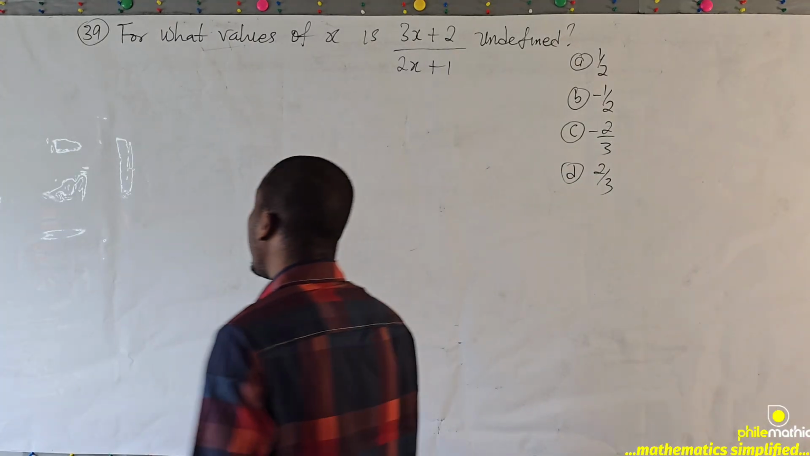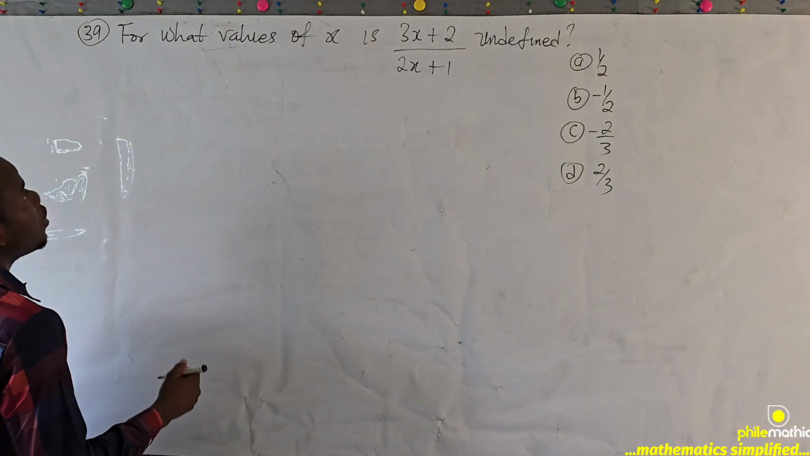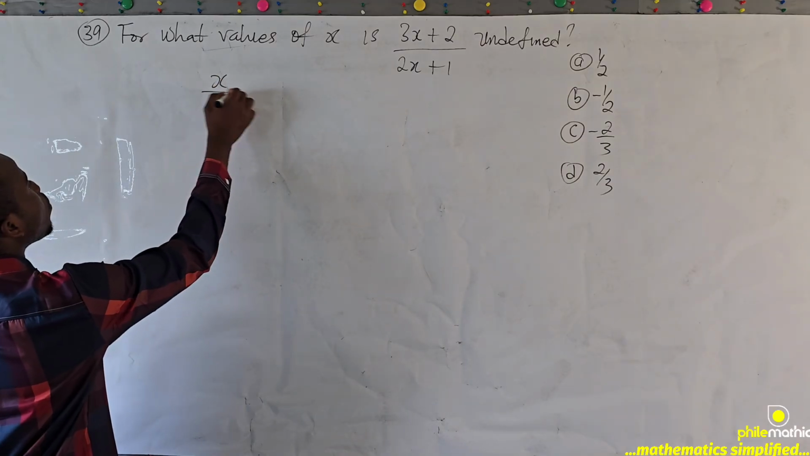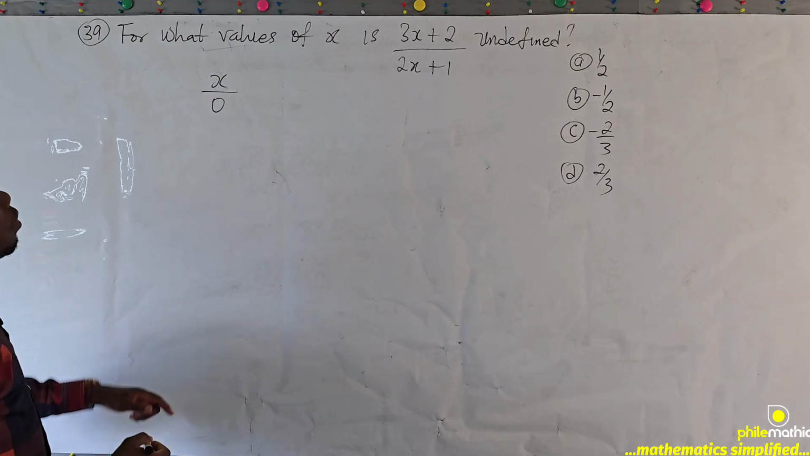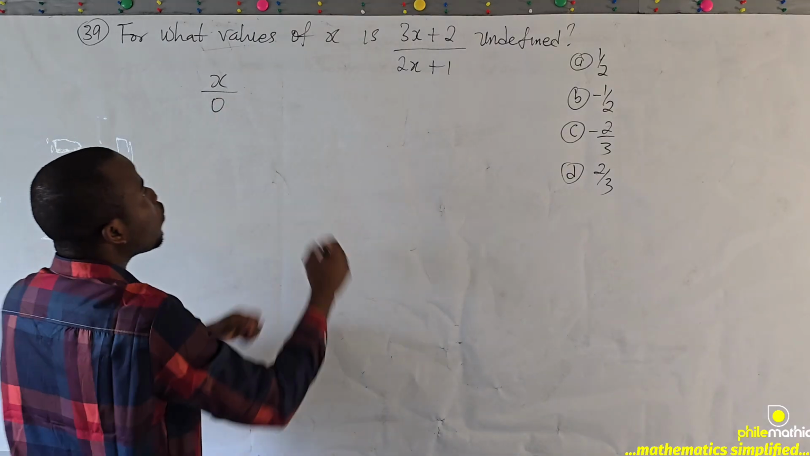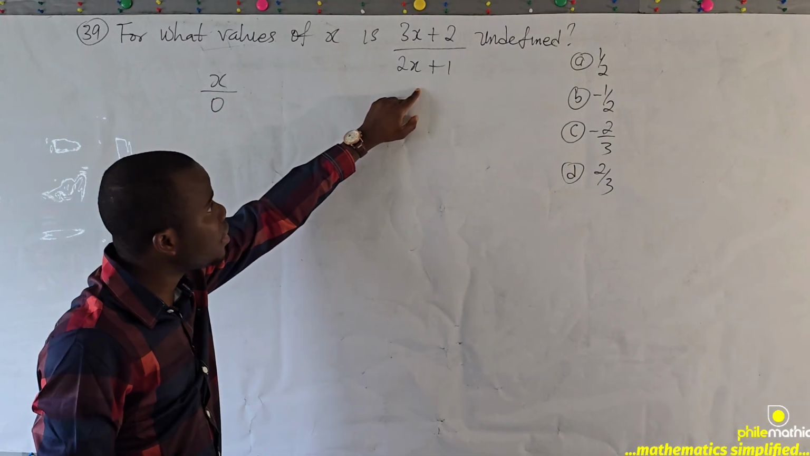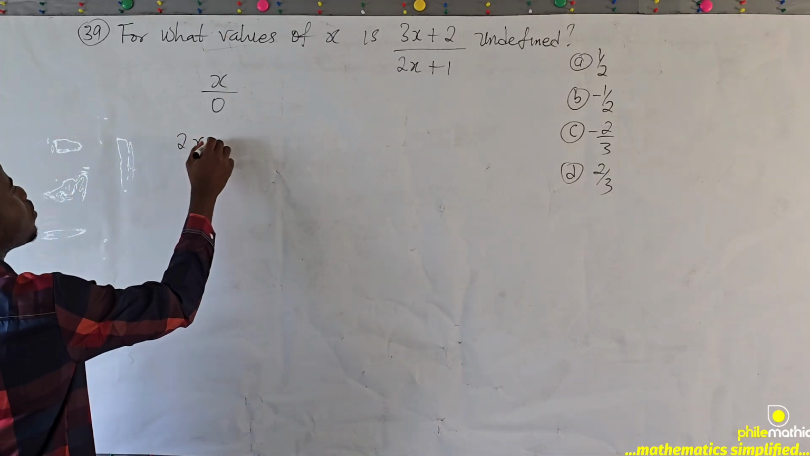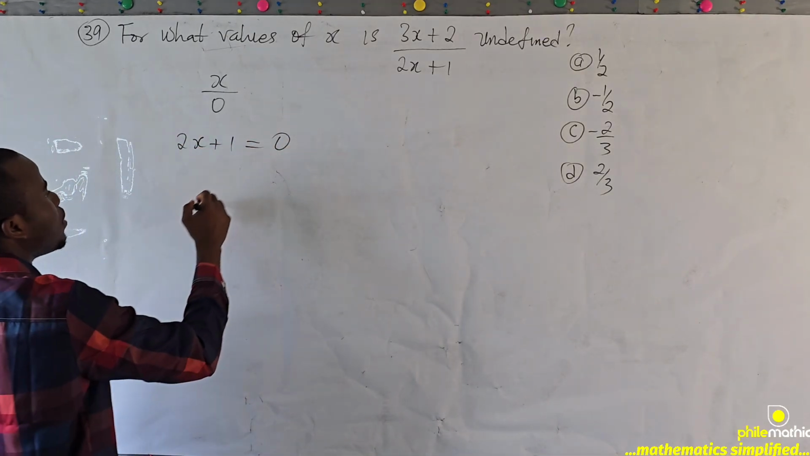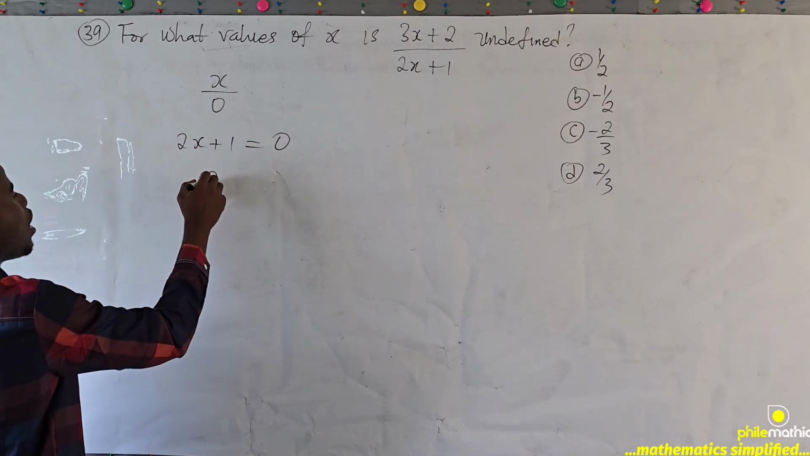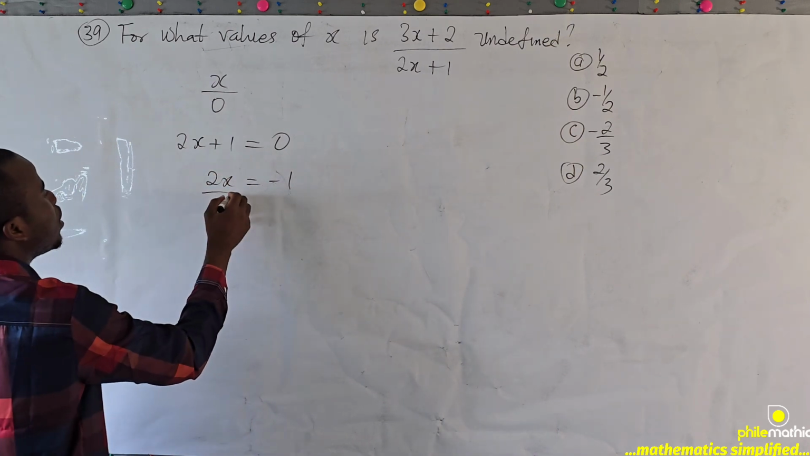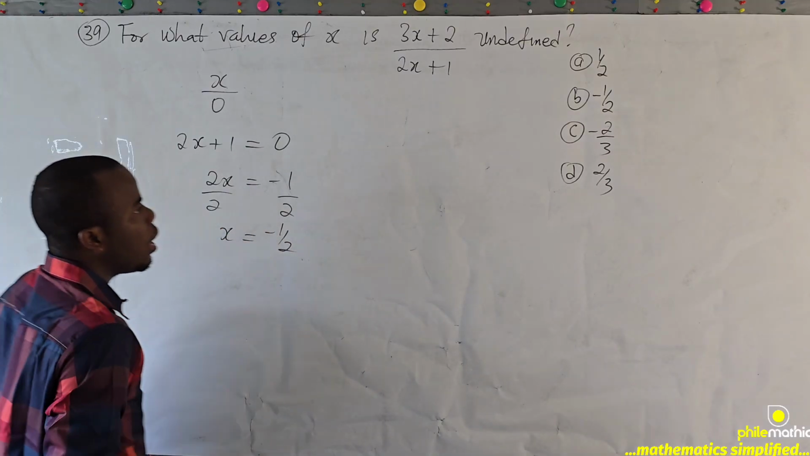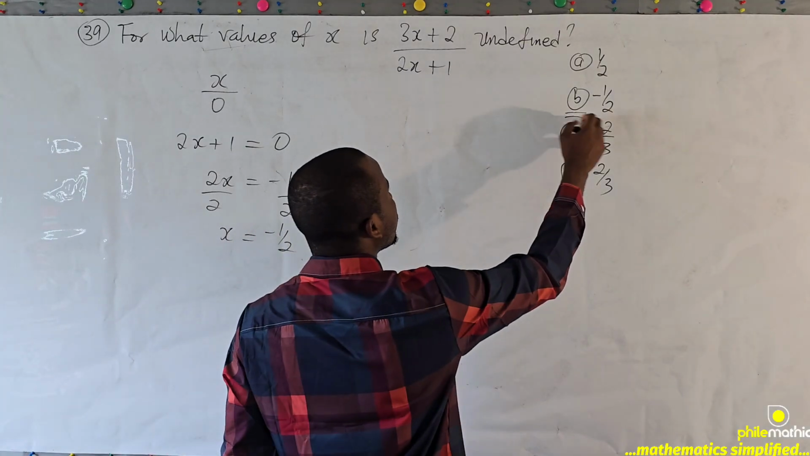For what values of x is this rational function undefined? We know that a function is undefined if we have maybe a number over 0 at the denominator. And so for this function to be undefined, it means the denominator has to be 0. So 2x plus 1 has to be 0. Subtract 1 from both sides, we have 2x equals minus 1. Divide both sides by 2, we have that x is minus 1 over 2. And the correct option is B.